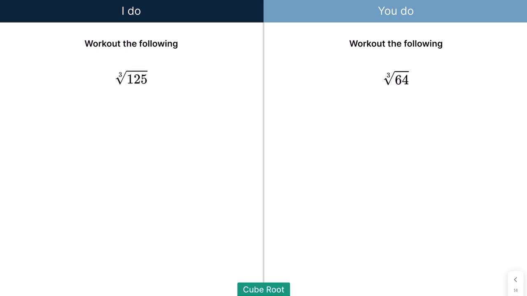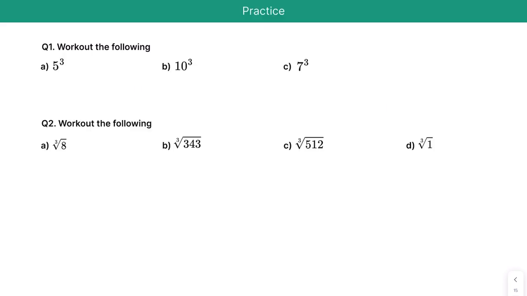And again, this is just the reverse. So this is saying, well, notice now there's a little 3 there. It's saying, what number do I multiply by itself 3 times to give me 125? And the answer is 5, because if you did 5 times 5 times 5, you'd get 125. And again, hopefully you've pressed pause and had a go at the example on the right. So in this case, the answer is 4. 4 times 4 is 16, and then 16 times 4 gives you 64. So here's some practice questions for you to have a go at. Press pause and have a go.